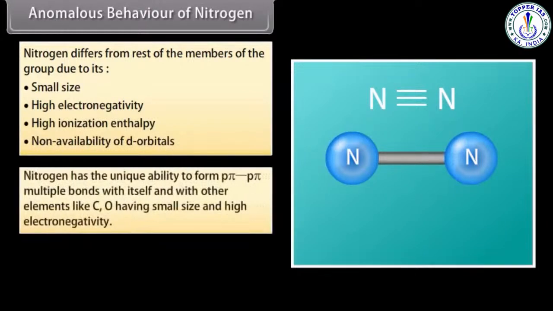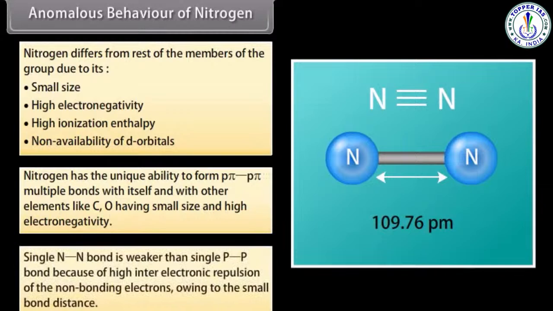Nitrogen has the unique ability to form pπ-pπ multiple bonds with itself and with other elements like carbon and oxygen, having small size and high electronegativity. Thus, nitrogen exists as a diatomic molecule with a triple bond between the 2 atoms, having high bond enthalpy of 941.4 kJ per mole.